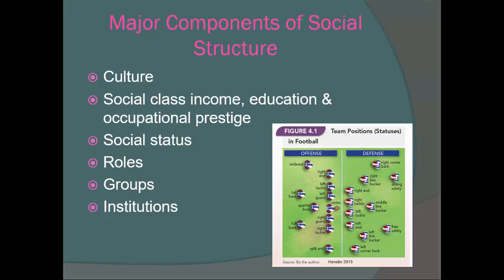The major components of social structure are culture, which we talked about in the previous chapter, chapter 2; social class, which is a composite of income, education, and occupational prestige, which we'll talk about after the first exam. We have a chapter on class. Social status, which we're talking about today, and roles, which we'll also talk about today; and then groups, which is chapter 5, and institutions, which is our whole last unit and what you'll be presenting on at the end of the semester when you do your presentation.